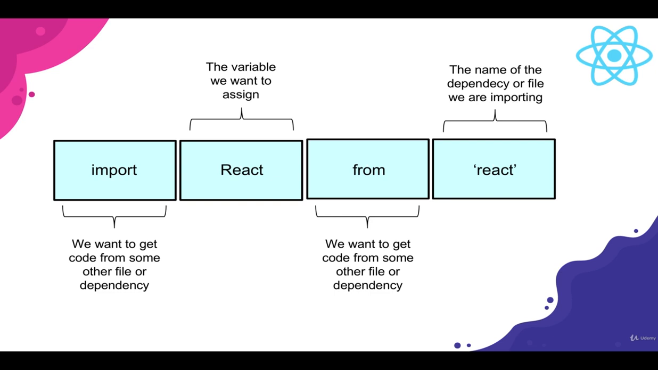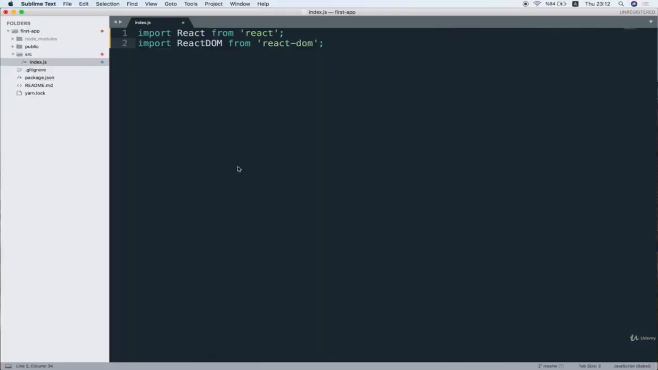Now, the second word is going to be the name of a variable that we want to take all the code from that dependency or file and assign to. I know I said that awkwardly, but essentially what's going on here is that we're going to reach out to the React dependency. So we're going to take all the code inside that dependency and then assign it to this React variable.